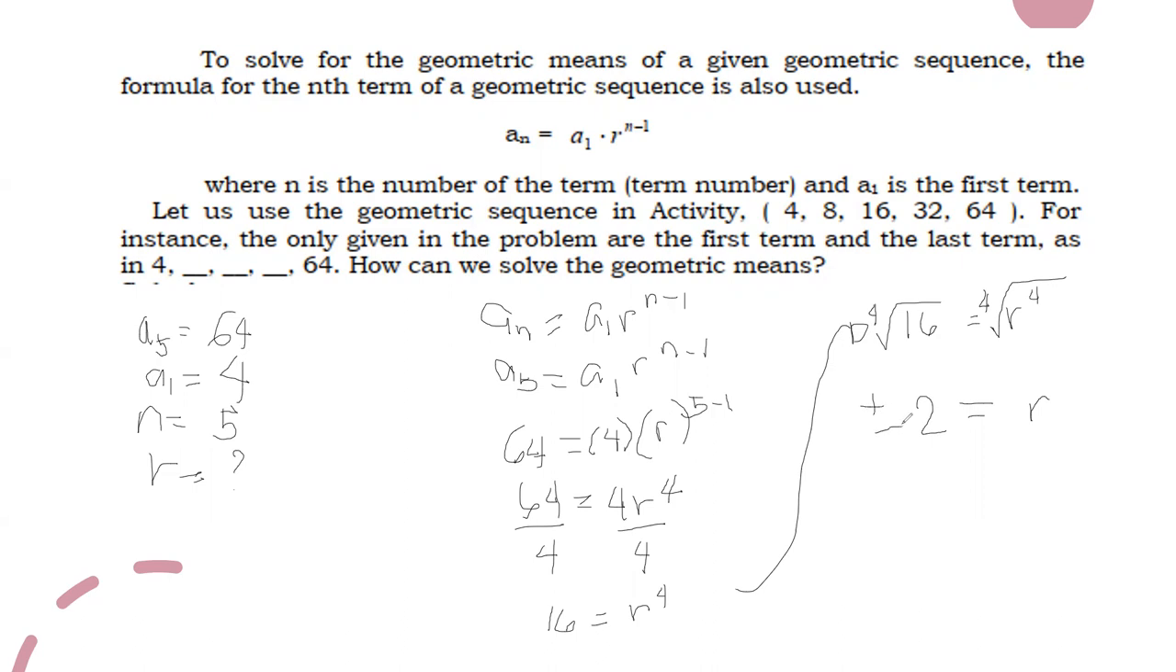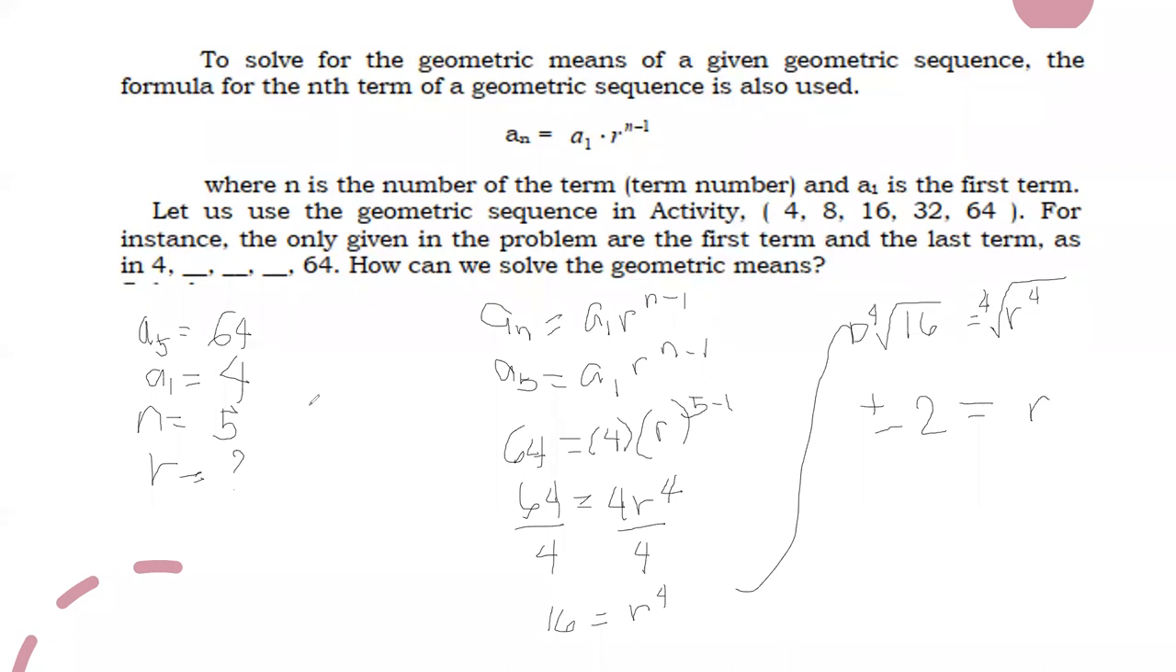Remember, if we are using an even root, meaning square root, fourth root, sixth root, eighth root, tenth root, all of those, we will have two answers. It can be positive, it can be negative. Let's check. Positive 2 times positive 2 is positive 4, times positive 2 is positive 8, then times positive 2 is positive 16. So 16 is correct. But for negative 2, negative 2 times negative 2 is positive 4, times negative 2 is negative 8, negative 8 times negative 2 is also positive 16. So it can be positive 2 or negative 2. Most of the time we only use the positive, which is acceptable, but the most correct answer is positive or negative 2.